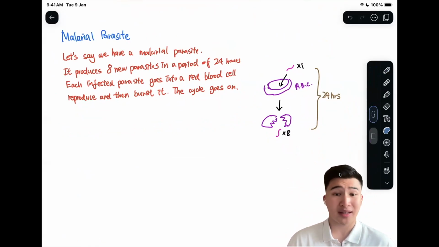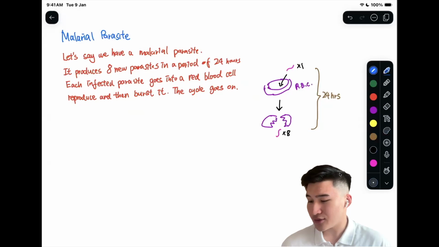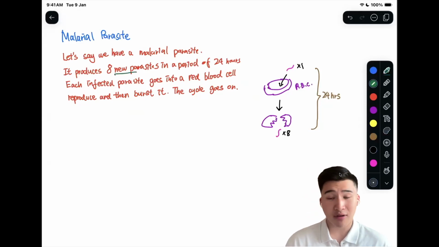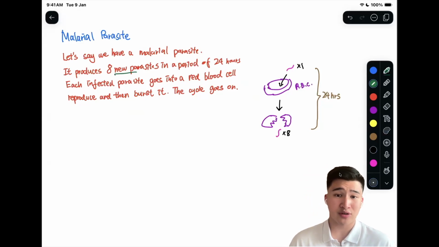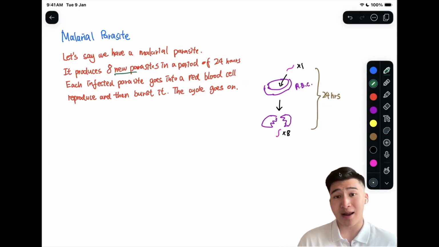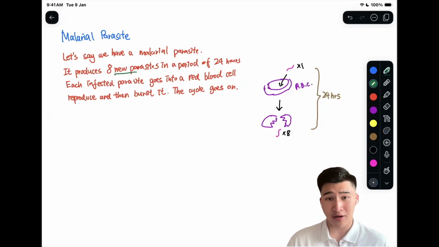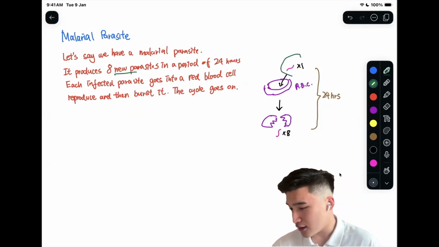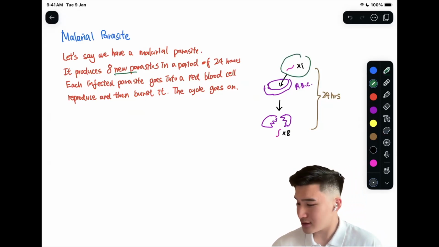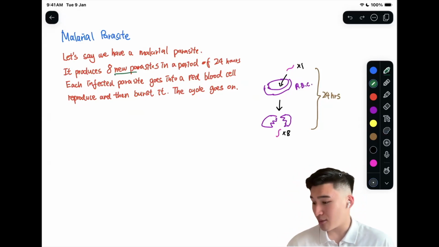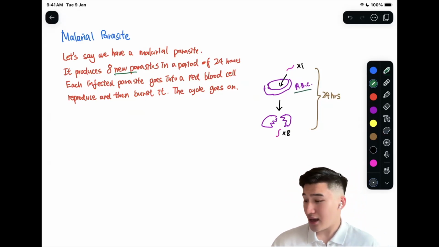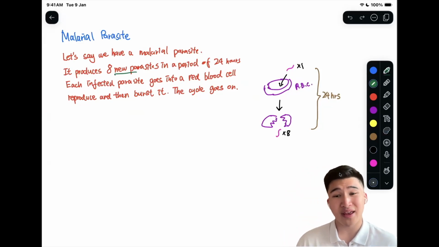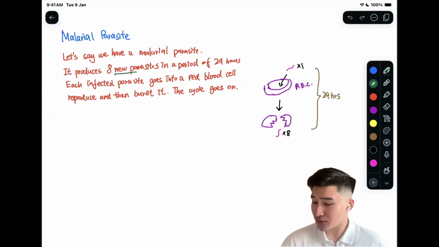Let's say we have a malaria parasite, and it produces 8 new parasites in a period of 24 hours, and each infected parasite goes into the red blood cells, reproduces, and bursts. And the cycle goes on and on. And I have a diagram for you just to make it clear. You can see we have one malaria parasite, and then it will go into our RBC, which stands for red blood cells, and after 24 hours, it would burst. And when it bursts, there will be 8 new parasites.